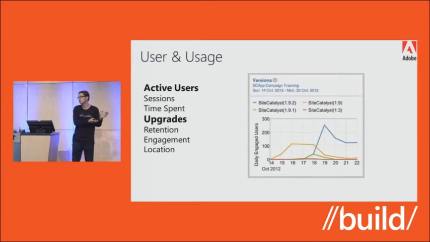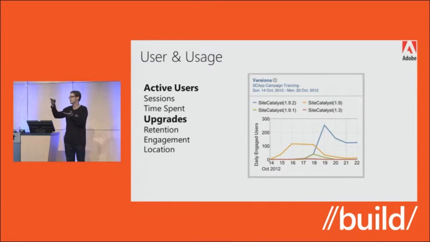This is showing if I release a new version, what's the uptake level. 50% of the users are on my new version, but I still have 50% hanging out on the old version. How can I incent them, or how can I get them to upgrade the app? So that shows you some different way of slicing and looking at the data.